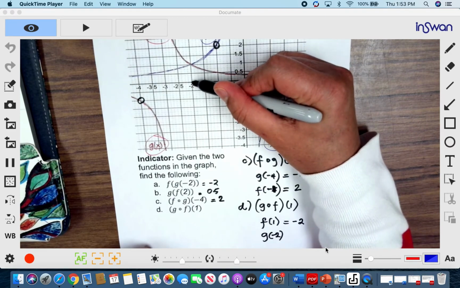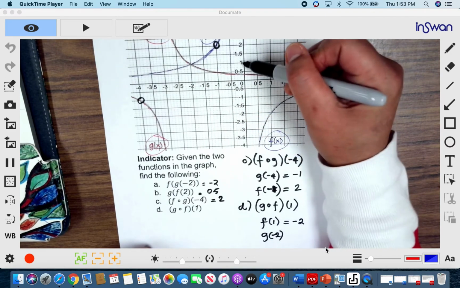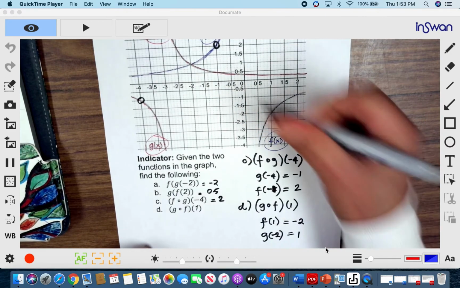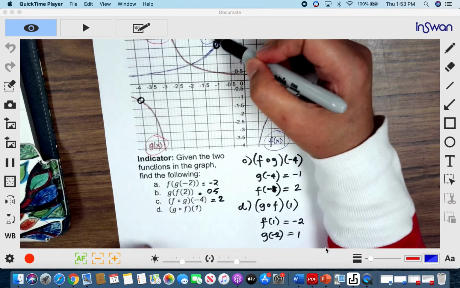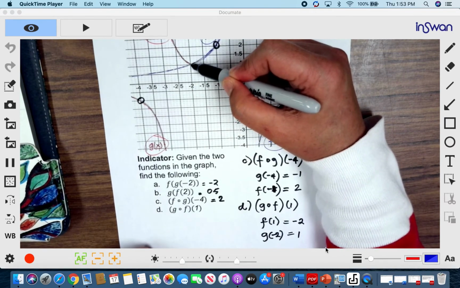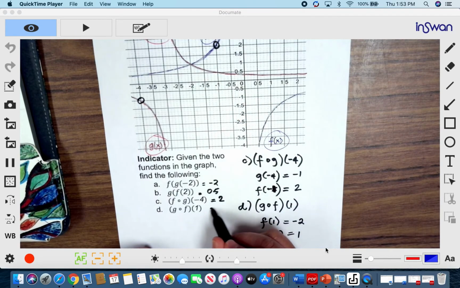When x is -2, it's equivalent to positive 1. It will hit at blue and red, but of course we look at the red, so your y here is also equivalent to 1.